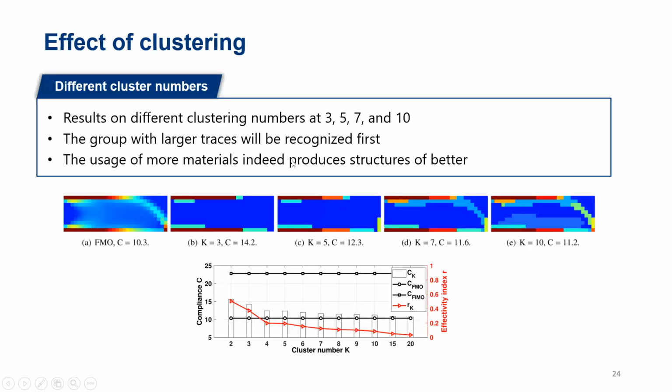The effect of material clustering is tested under different cluster numbers and clustering approaches. Results on different cluster numbers at 3, 5, 7, and 10 are shown in the middle figure. We can find that the group with larger traces will be recognized first. With the increasing of the cluster number, the resulting compliance becomes closer to those of the referred FMO.